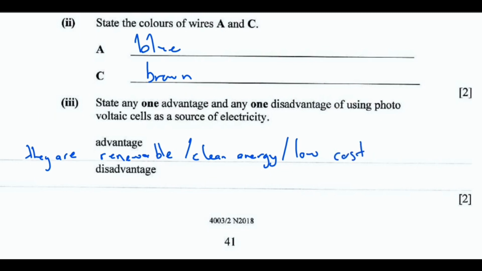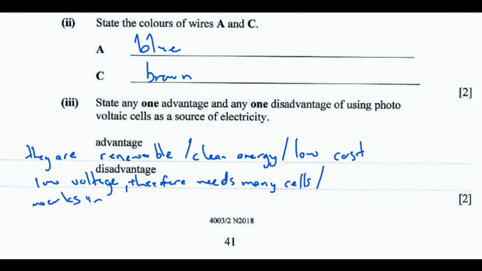So it means that you need to connect many cells to produce enough power. If you use one cell, it's not enough. Low voltage, therefore needs many cells. Okay, many cells. You can also talk about the fact that it only works in high light intensity. So if it is raining, apparently you cannot have enough solar energy.